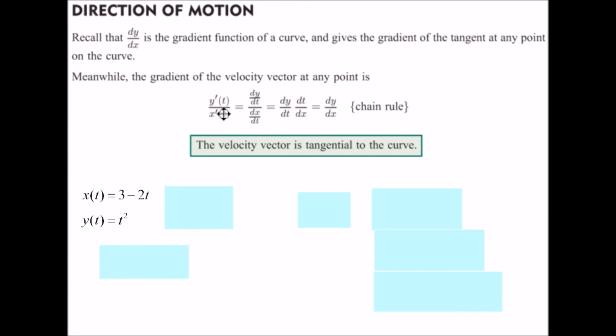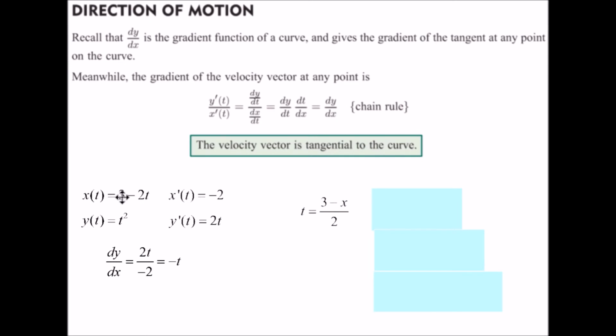So by way of an example, if I had x and y were these functions here, if I found my value for x dash of t, I get -2, and y dash is 2t. So if I were to work out the dy by dx using this expression here, I'll get 2t divided by -2, which is -t.